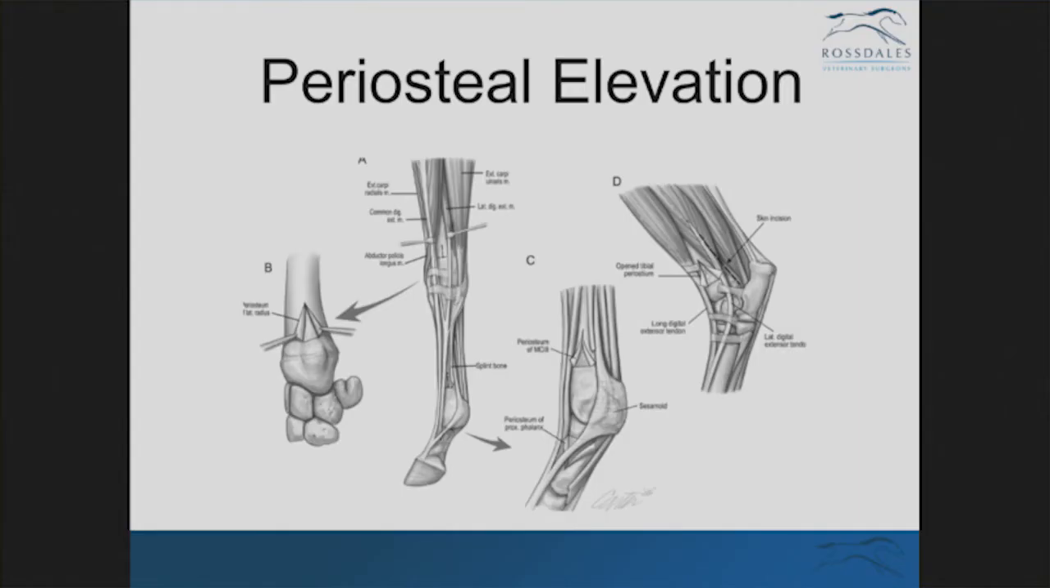So periosteal elevation, as we said, is a growth accelerating technique, so performed on the side of the leg that you want to grow faster. And you can see in the pictures here that it's usually performed just above the growth plate on the radius just above the knee, or in the tibia just above the hock, or the cannon bone just above the fetlock.